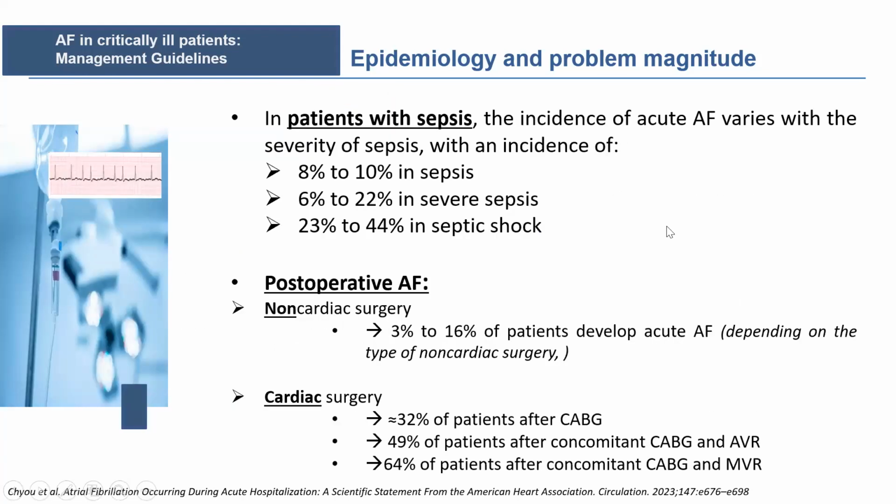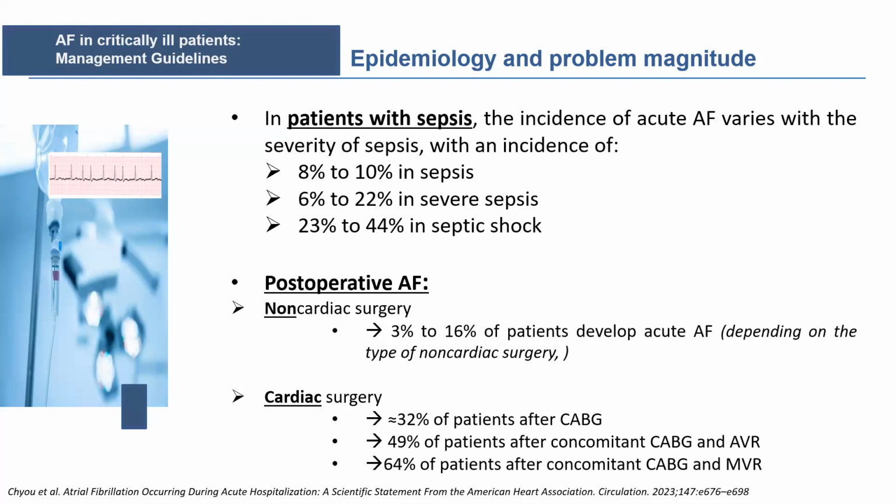Also, among the risk factors that make AF a common arrhythmia in the critical patient is sepsis. The presence of sepsis and oxidative stress makes atrial fibrillation more common in acutely critically ill patients, and this incidence increases with severity of sepsis. As we see, it is 8 to 10% in mild sepsis, and could reach 23 to 44% of septic shock patients developing atrial fibrillation.